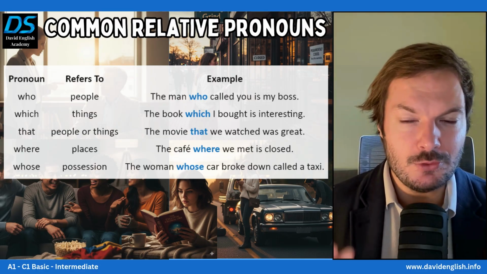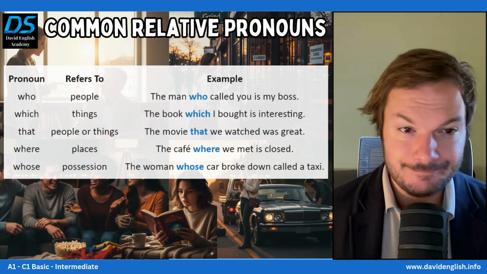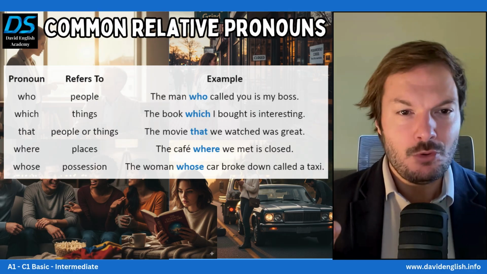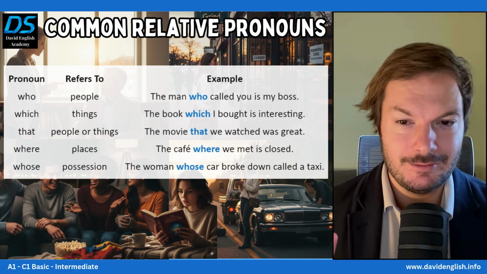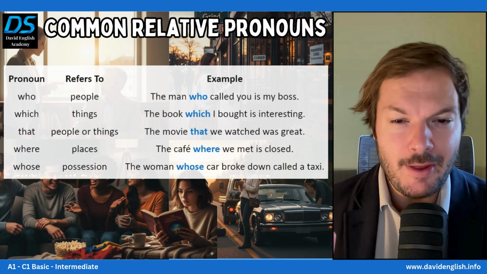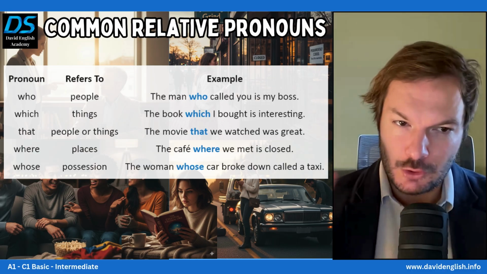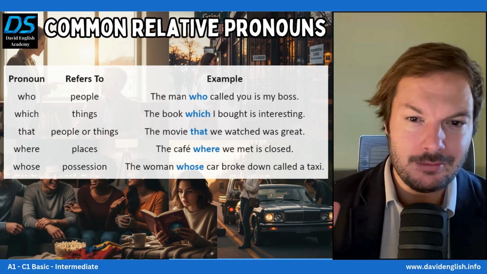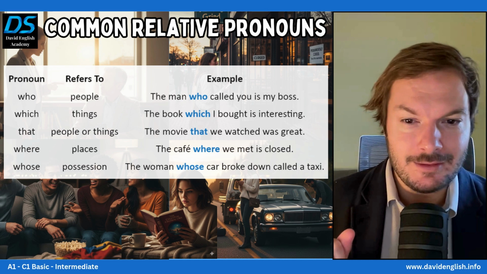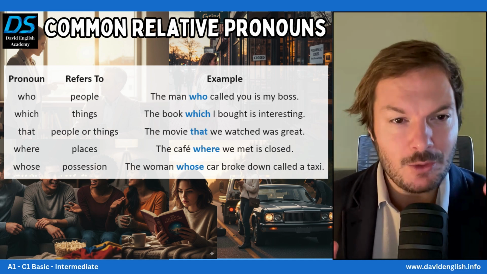Now I want to go to the pronoun where. Where refers to places. The cafe where we met is closed. It's not the cafe that we met or which we met. It's the cafe where we met.